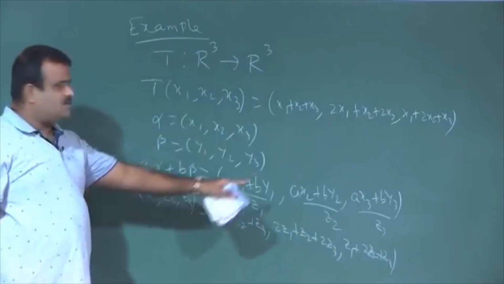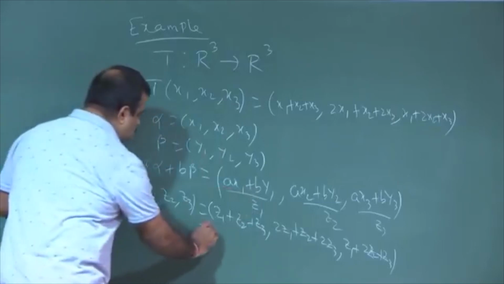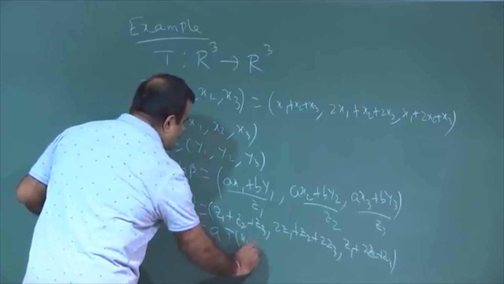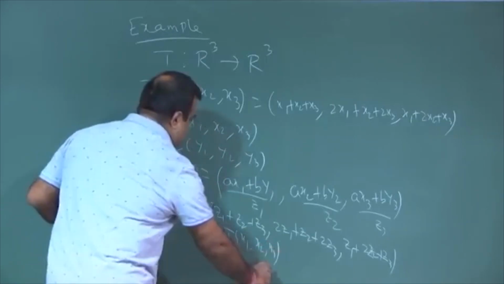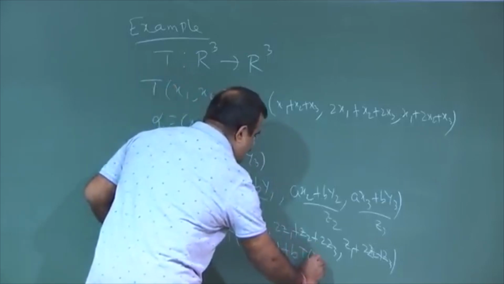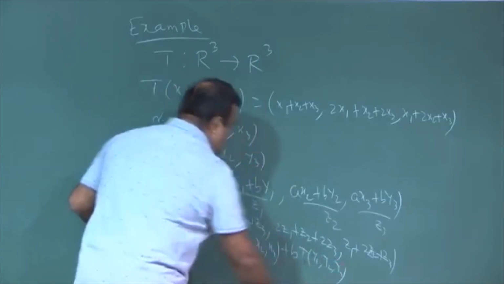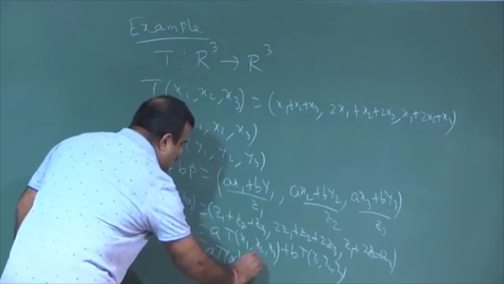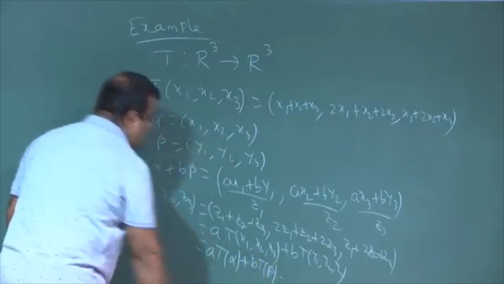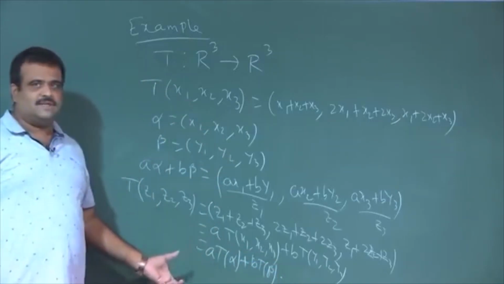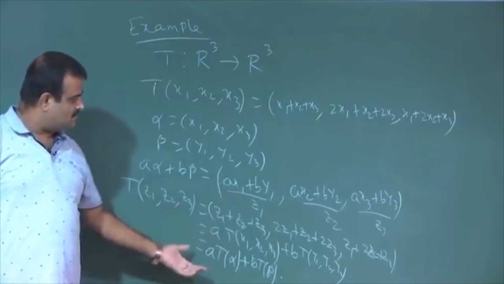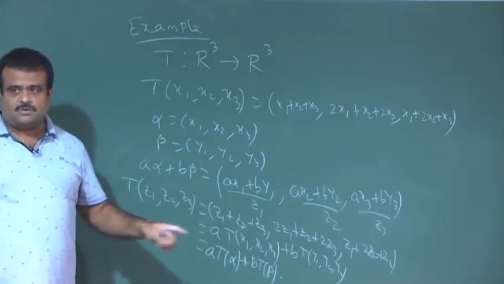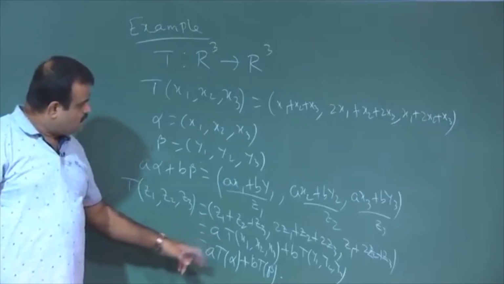Now, if we put the value of z1, z2, z3, we can easily show that this is nothing but A T of (x1, x2, x3) plus B T of (y1, y2, y3). So, this is nothing but A T alpha plus B T beta. One has to verify this. Just a simple calculation will give us this. We have to work it out a little in the exercise book, so you can achieve this.